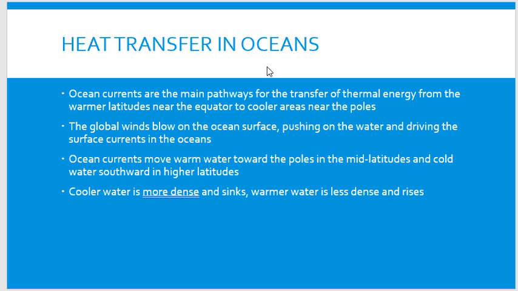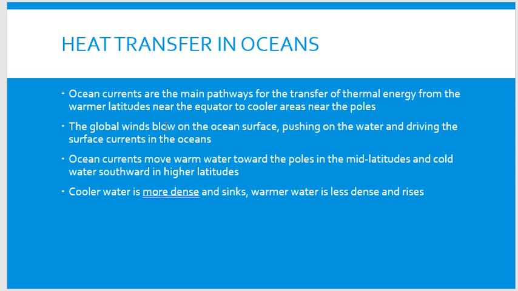Okay, so we're going to talk specifically about heat transfer in oceans. Obviously, these make up a huge proportion of our Earth. Ocean currents are the main pathways for transfer of thermal energy from warmer latitudes near the equator to cooler areas near the poles. This is how we get the movement of heat.